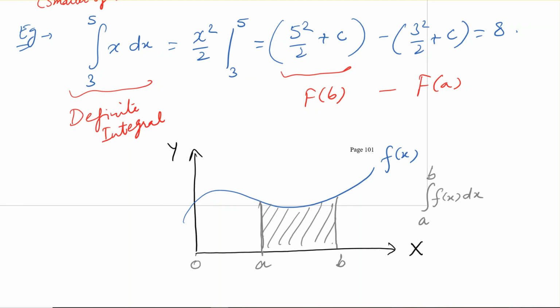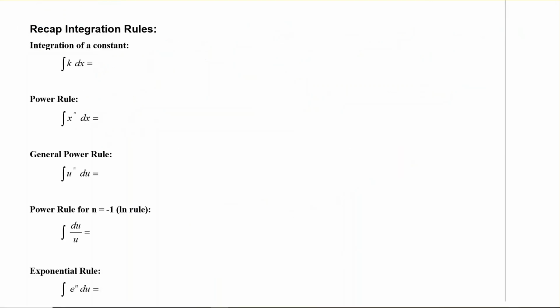In order to solve definite integrals, we're going to use the same integration rules that we learned earlier, but we're going to do one more step in the end: plug in the values of the limits at the end of the problem. Before we jump into the examples of definite integrals, here is a quick recap of integration rules. The integral of a constant k is kx plus c. The power rule is: you increase the power by 1 and divide by the new power, plus c.